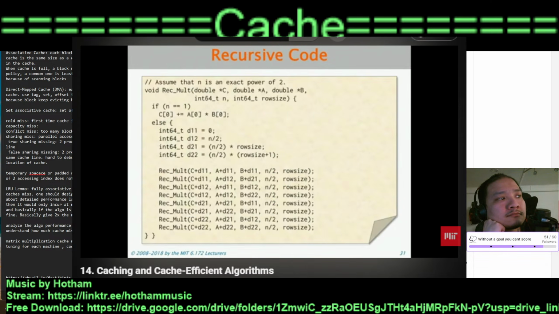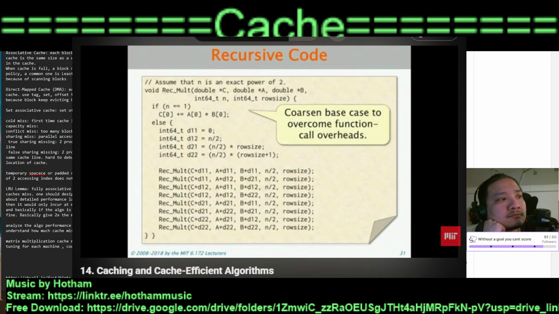Here's what the recursive code looks like. You can see that we have 8 recursive calls here. The base case here is of size 1. In practice, you want to coarsen the base case to overcome function call overheads.